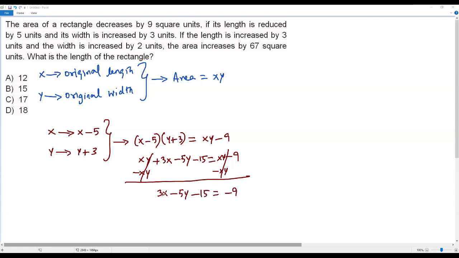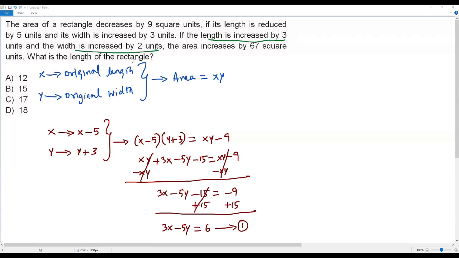Okay, here what we can do is we can keep the x term and y term on the left side of the equation. So we can get rid of this constant term. For that we have to add 15 to both sides. When I add 15 to both sides, this negative 15, positive 15 will cancel. I'm getting 3x negative 5y equals, when I combine these two numbers, positive 6. Okay, let me assume this is equation number 1. Now we can consider the changes we have in the second case. That is, the length is increased by 3 units and the width is increased by 2 units.